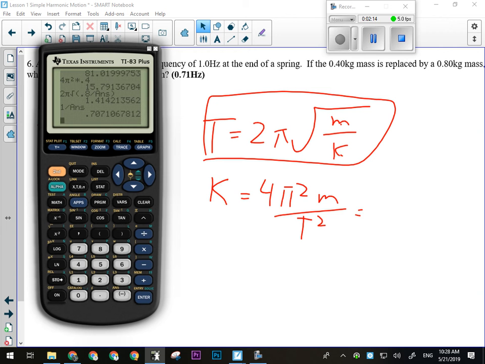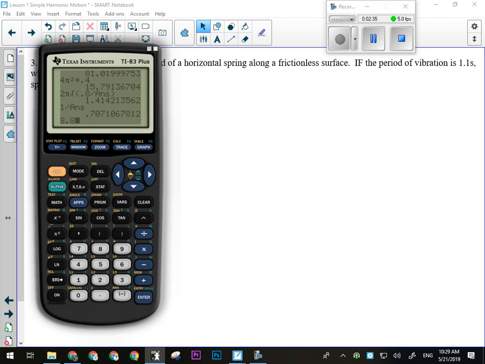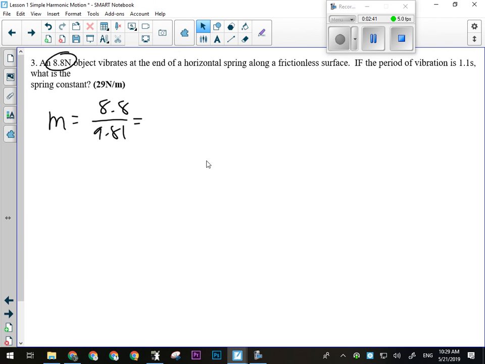Okay, Thomas, you have one? Number 3. The trick is this: I give you the weight instead of the mass. So right away I've got to calculate the mass by going 8.8 divided by 9.81, so that I have the correct mass to use. My mass is 0.897 kilograms.